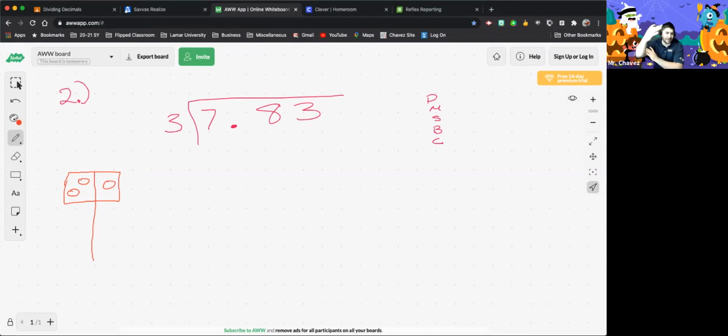And I'm going to list my multiples. I'm going to list my basic facts all the way to 3 times 5. At 3 times 5, I'm going to stop. If I need to add more, then I'll add more as I go. But for right now, I'm going to stop at 3 times 5.